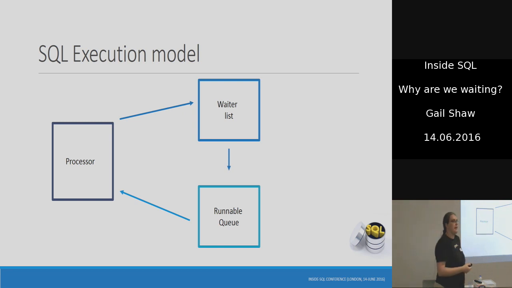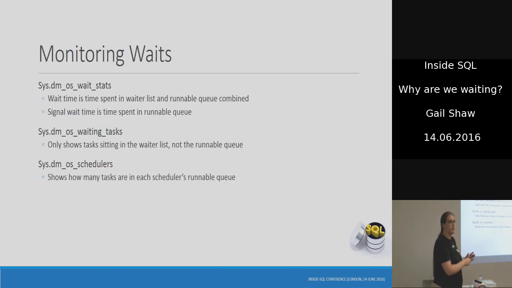If you're looking at the DMVs, wait time is the cumulative time in the waiter list, and signal time is the amount of time in the runnable queue. It's just the way the DMVs are put together. Right. Everyone happy with that? All right, so monitoring waits. By the way, if you guys don't ask questions, we're probably going to finish way early. So, you have a question, yes?